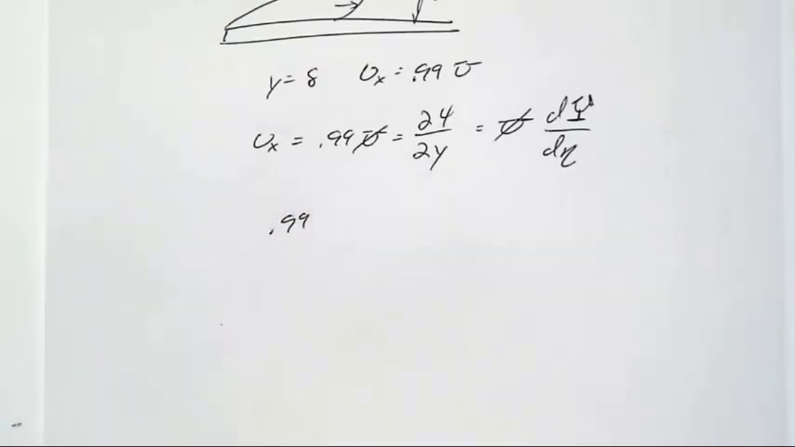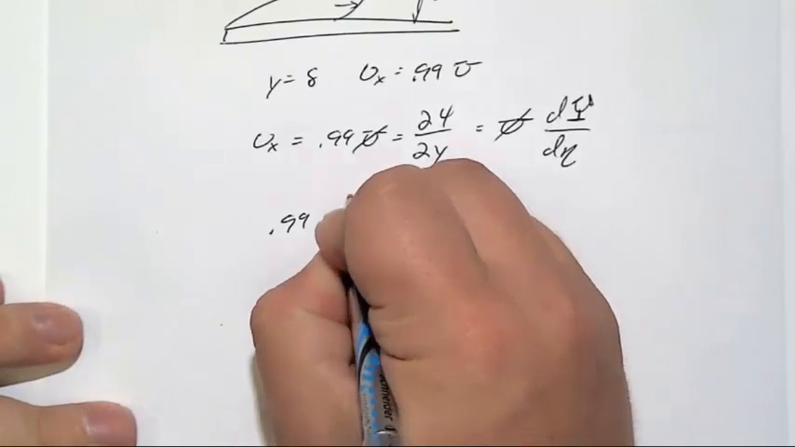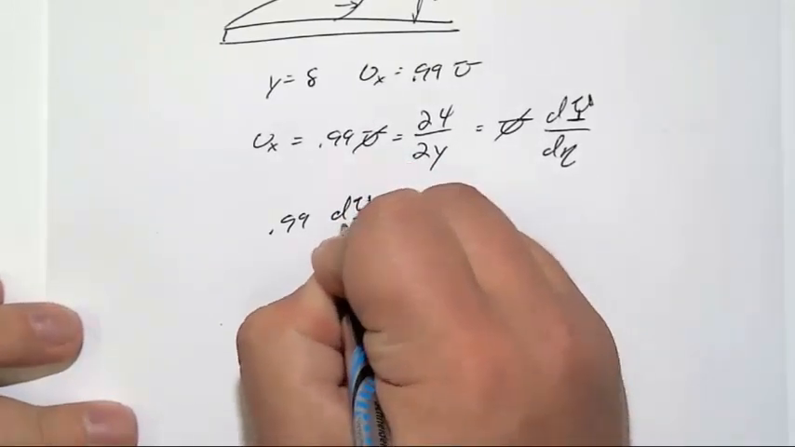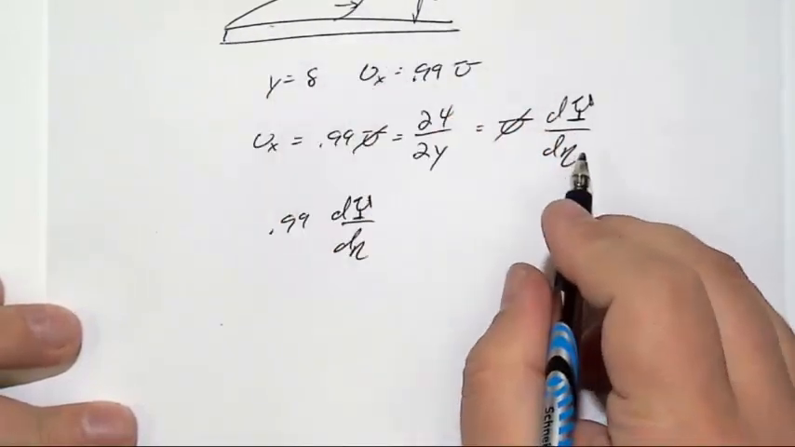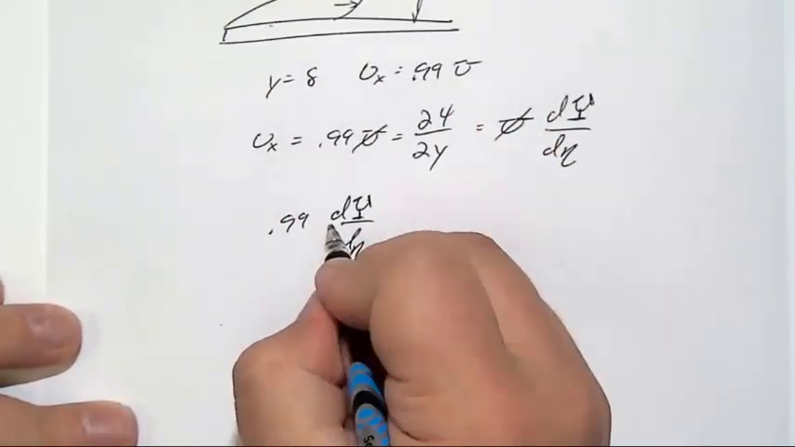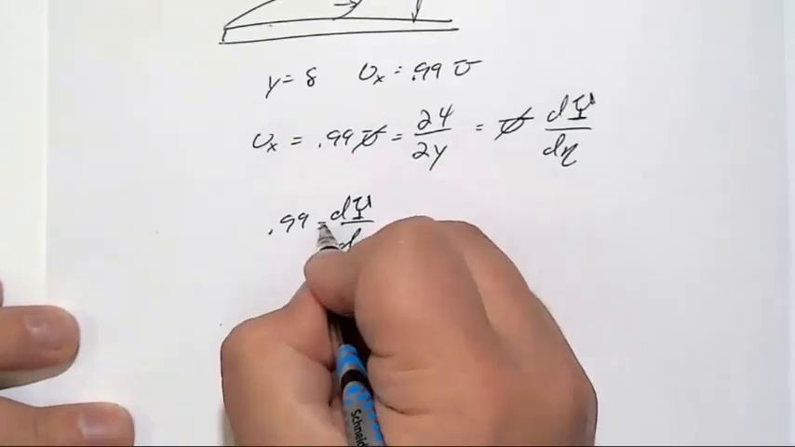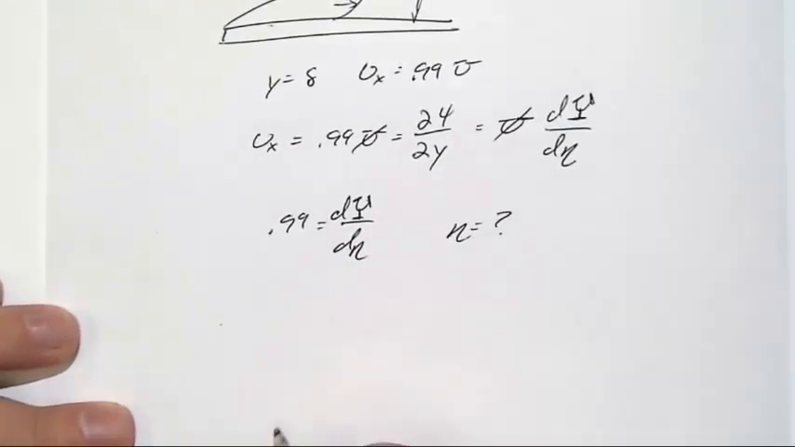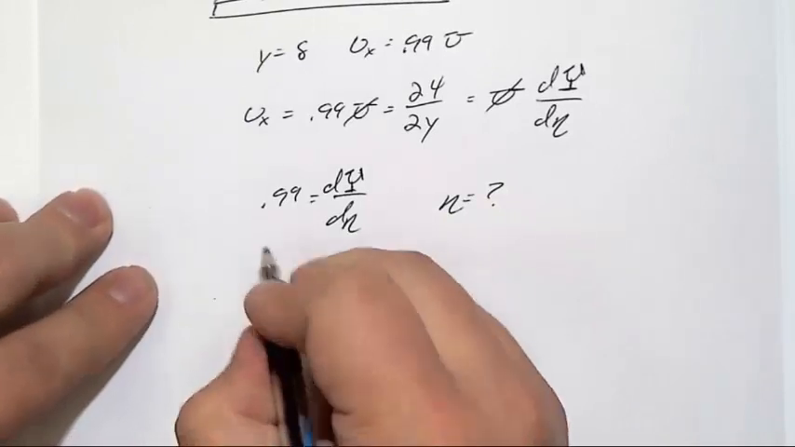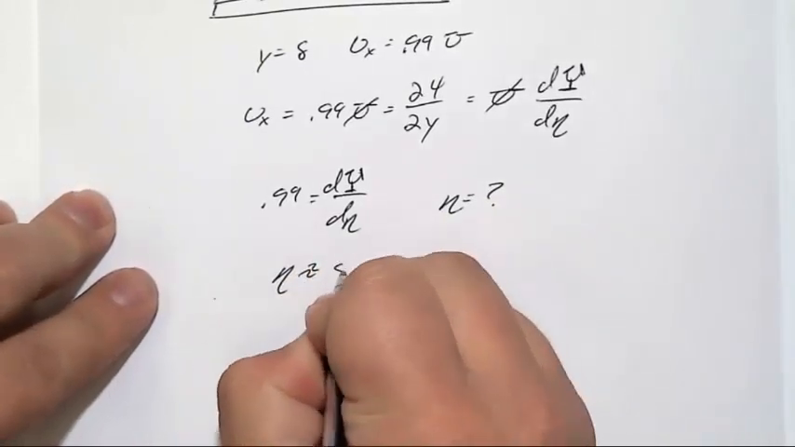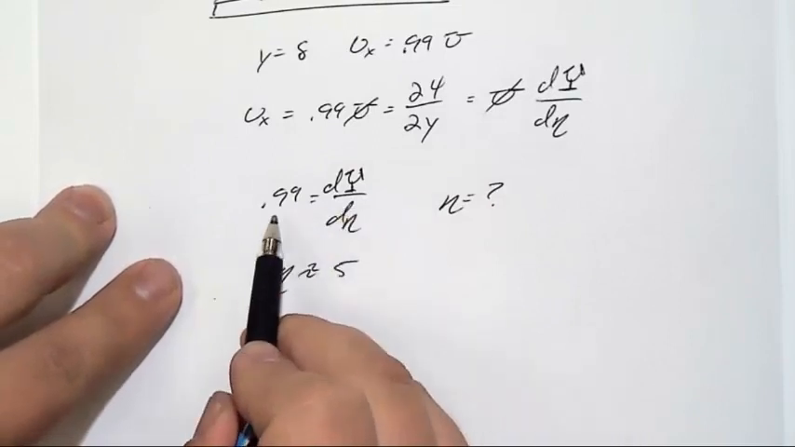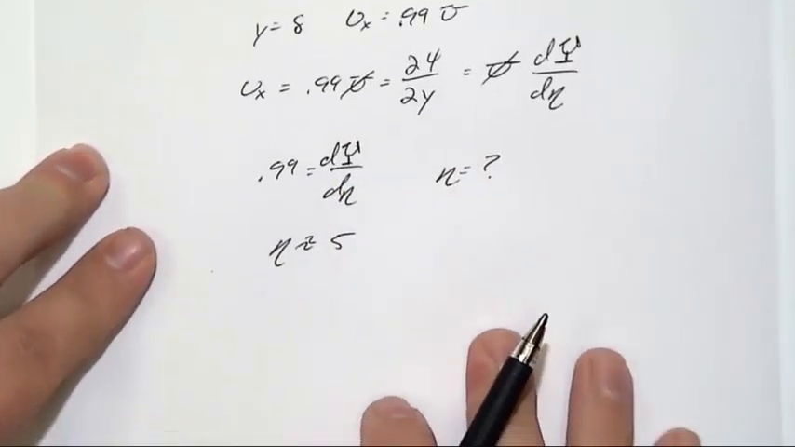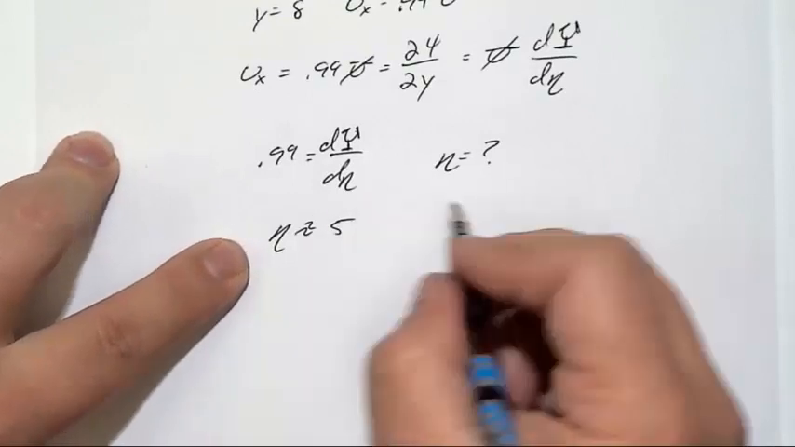So the case where essentially my derivative of my modified stream function is close to 1 is a case where I have my boundary layer. So the question is, when does nu equal this? And when I do our numerical solution, we find that nu is approximately equal to 5 when the derivative of our modified stream function is equal to 0.99.